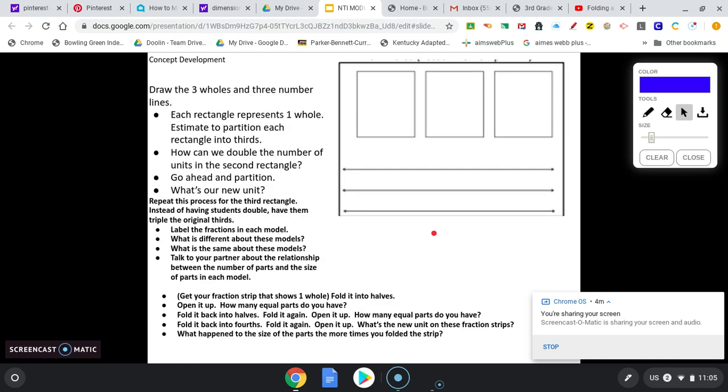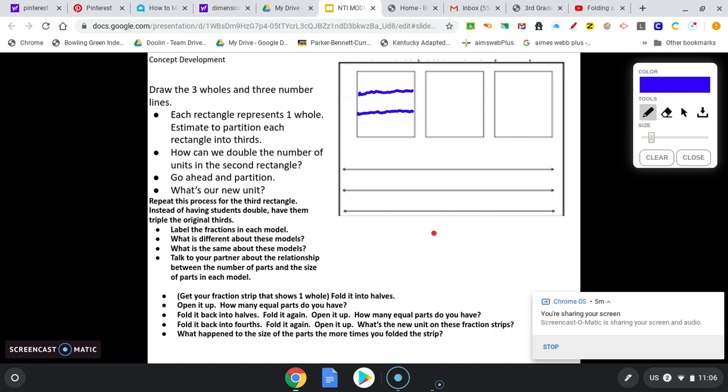Okay, so on your paper, I want you to draw 3 wholes, just like I have on the board, and draw 3 number lines. Now, you can pause your video while you're doing that. I'm going to continue. So each rectangle represents 1 whole. So let's partition the first one into thirds. So that would be 3 equal parts. So 1, 2, 3 equal parts.